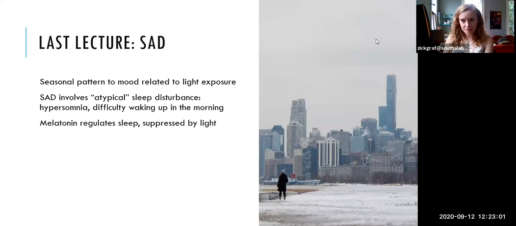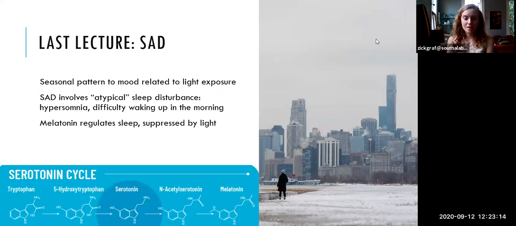And as we also talked about last time, sleep is regulated by melatonin, which is produced as soon as the sun goes down. Melatonin production is activated by dark and suppressed by light. What we didn't talk about is that melatonin is actually the end product of the serotonin cycle. So we're going to talk a lot about serotonin and its role in depression, but it's definitely probably the neurotransmitter that most people associate with depression. But what's less known is that melatonin is a breakdown product of serotonin.